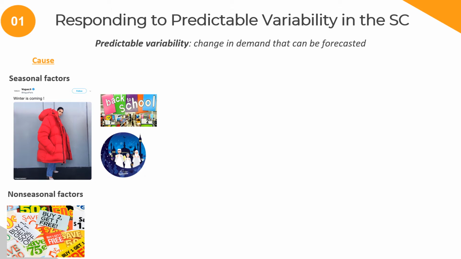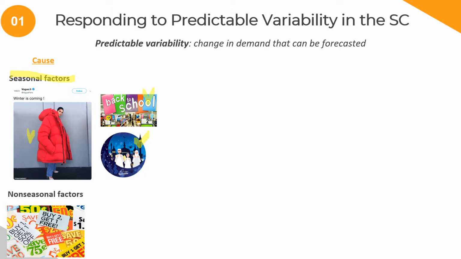The first one is the seasonal factors. That is the change of demand that happens in similar patterns of time. For example, in the winter season, the demand for jackets might increase. The second is when it is the new semester or back to school period, the stationery demand also might increase. And in the Ramadan period, the Muslim outfit demand might increase.